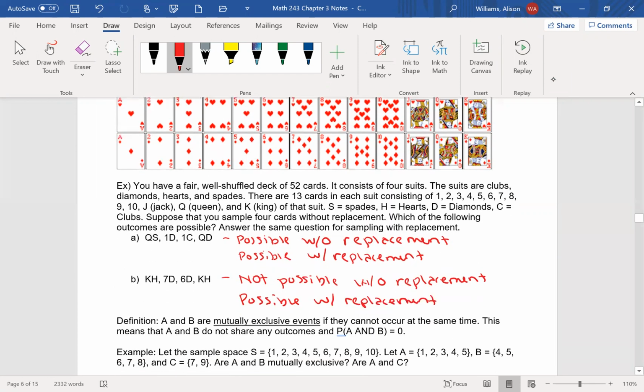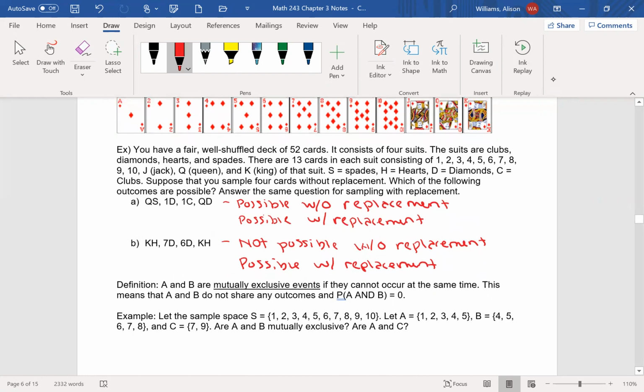All right. So let's look at mutually exclusive events now. Mutually exclusive events cannot occur at the same time. This means that they share no outcomes in common, and the probability of getting an A and a B at the same time, those 2 events, is 0. It's impossible to happen. So let's look at an example here. We have a sample space S, which is the numbers 1 through 10. And then we are given that the set A is 1 through 5, the set B is 4 through 8, and the set C is 7 and 9.